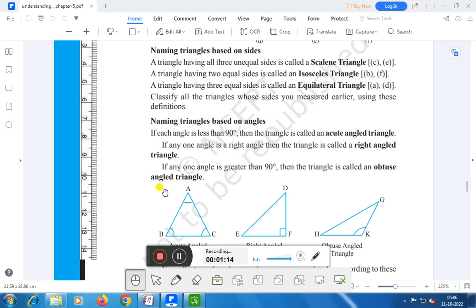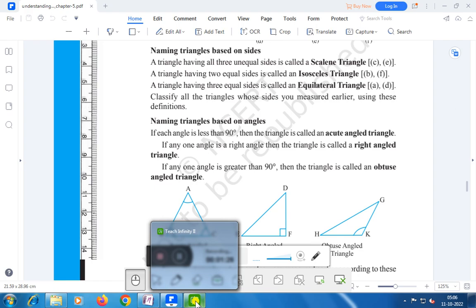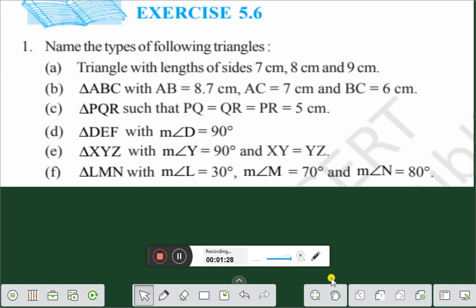Okay, we know that naming of triangles is based on sides and naming of triangles is based on angles. Right. Now we'll learn question number 5.6. Okay. Now what is the question? Exercise 5.6, question number 1. Name the types of following triangles.